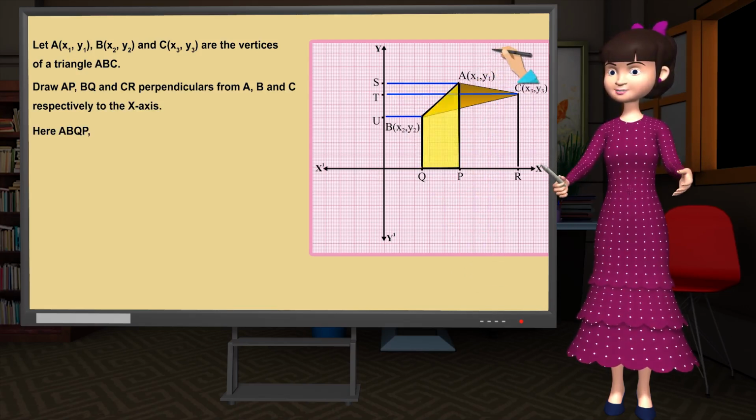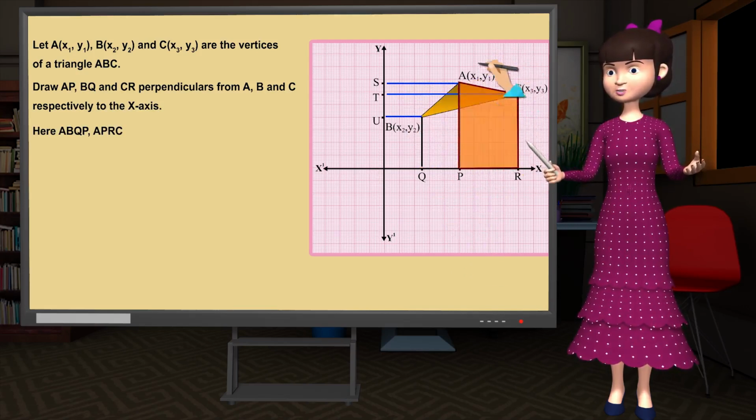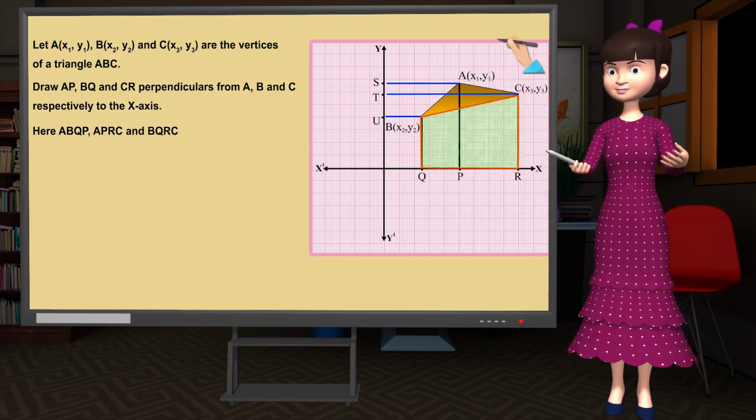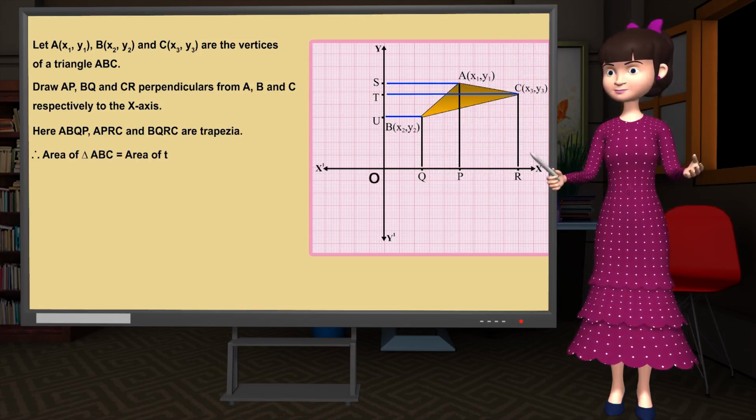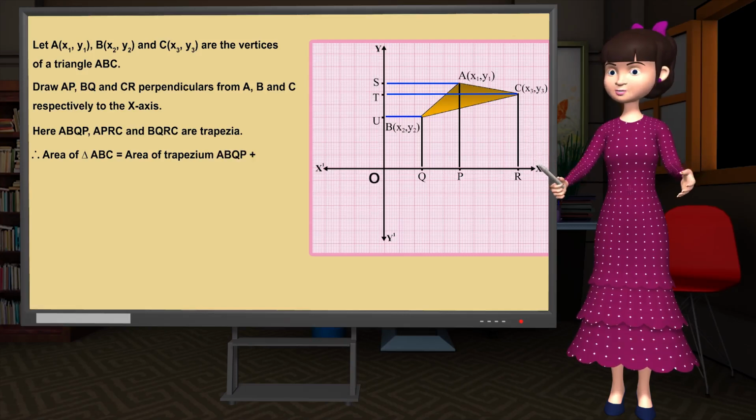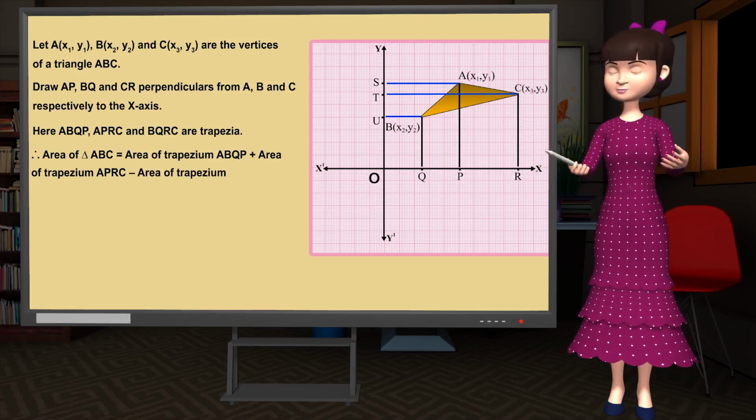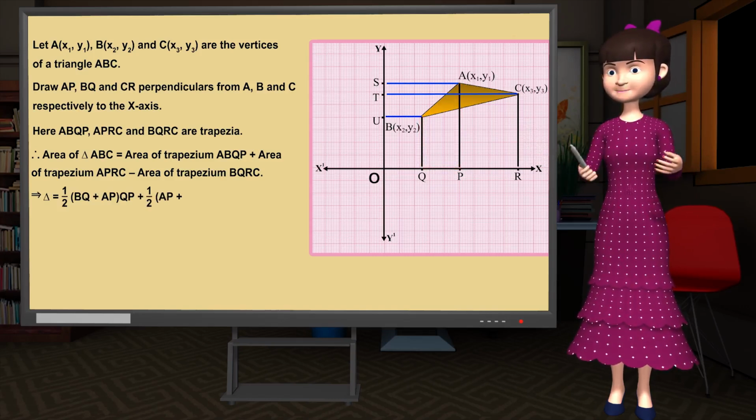Here ABQP, APRC and BQRC are trapezia. Therefore, area of triangle ABC is equal to area of trapezium ABQP plus area of trapezium APRC minus area of trapezium BQRC, which implies area of triangle is equal to half into (BQ plus AP) into QP plus half into (AP plus CR) into PR minus half into (BQ plus CR) into QR.